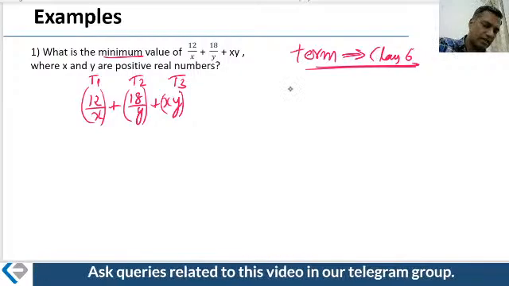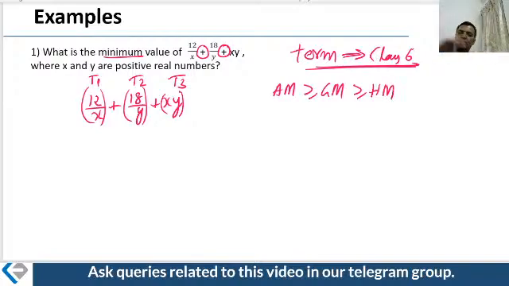Now look at this. Hey, where is that positive sign? There is a positive sign here. Now look at that. AM is there, then greater than or equal to GM is there, greater than HM is there. Now look at this. All right, now these are the terms that I have.